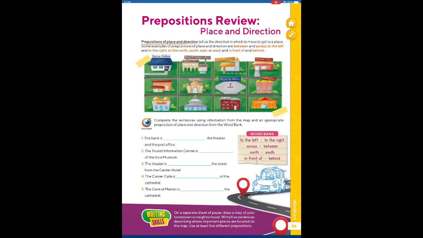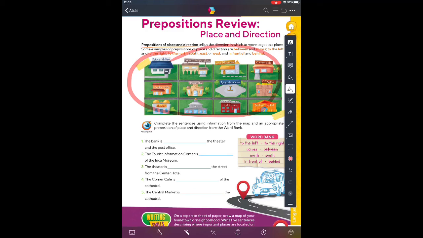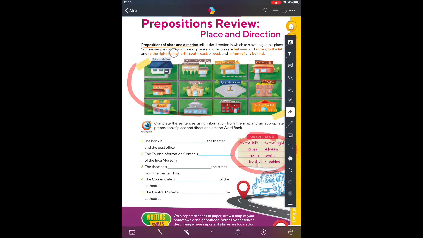Complete the sentences using information from the map, and any appropriate preposition of place and direction from the word bank. I repeat, complete the sentences using information from the map, this one here, and an appropriate preposition of place and direction from the word bank. So you're going to use a map and you're going to use a word bank. Woohoo! And number 1, it says the bank. So let's locate the bank. That's the first thing to do.